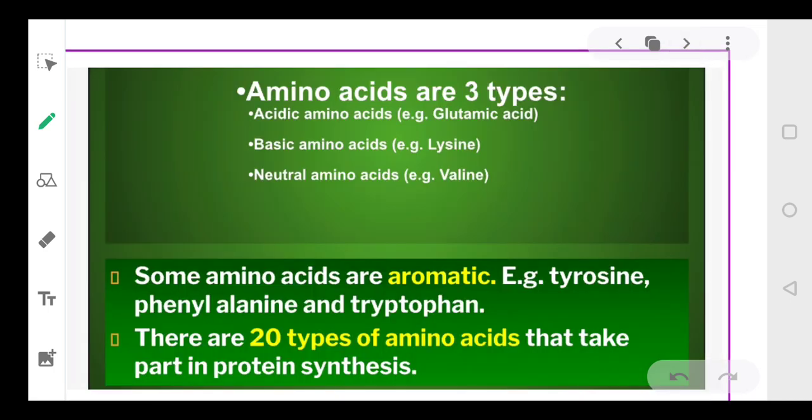Now, amino acids can be categorized into three basic types: acidic amino acid, basic amino acid, and neutral amino acid. At pH 7, normal pH, if the side chain behaves as an acidic portion, it is referred to as an acidic amino acid. Glutamic acid is an acidic amino acid. Lysine is a basic amino acid, while valine is a neutral amino acid, meaning it has a pH of 7. An acidic amino acid has a pH less than 7 and a basic amino acid has a pH more than 7.